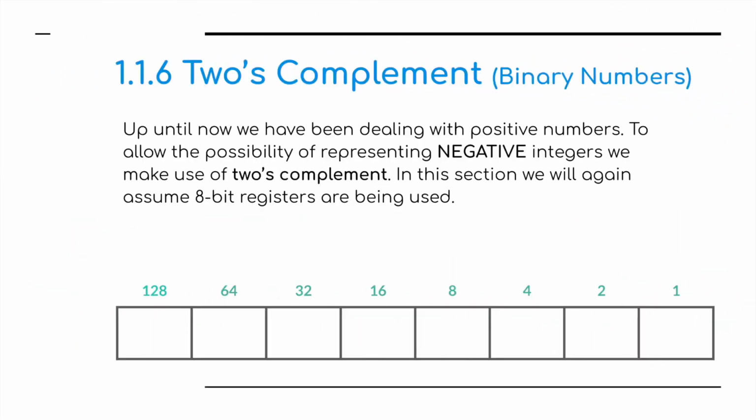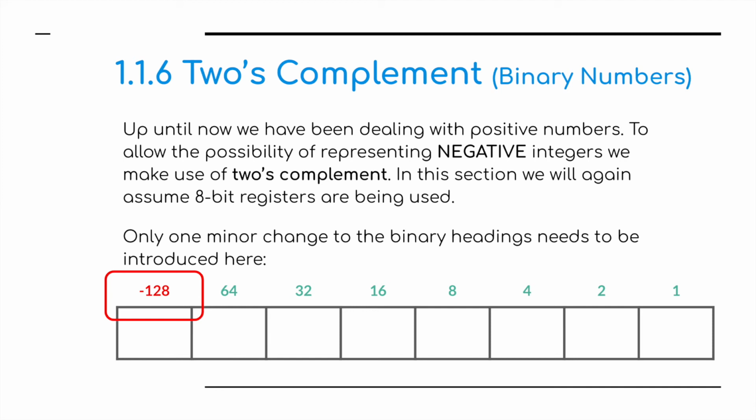Okay, and for the final bit, we're going to be looking at 2's complement on binary numbers, how to represent negative integers when we're using 2's complement. So in this section again, like the others, we're going to assume that 8-bit registers are being used in terms of the questions. The only major difference that we're going to use in terms of these registers is we're going to change the heading of one of the numbers, that being minus 128. 128 becomes minus 128.